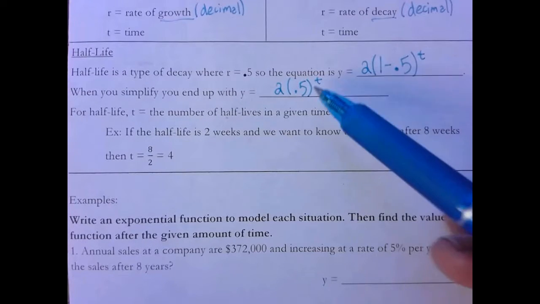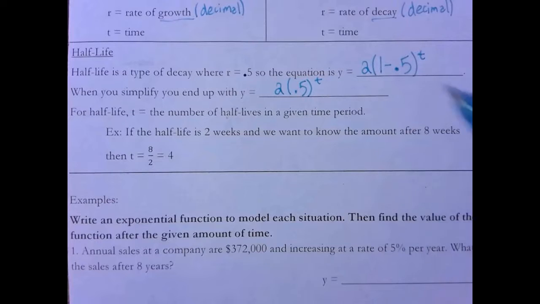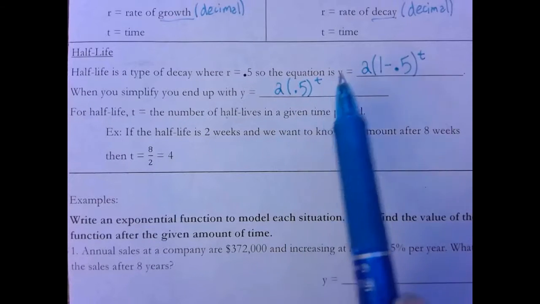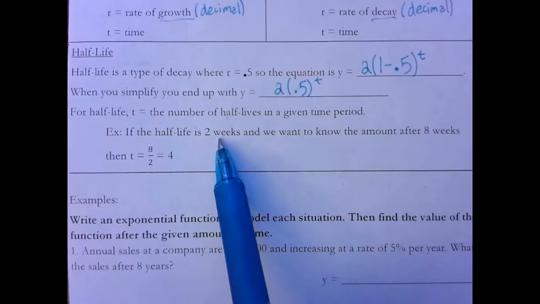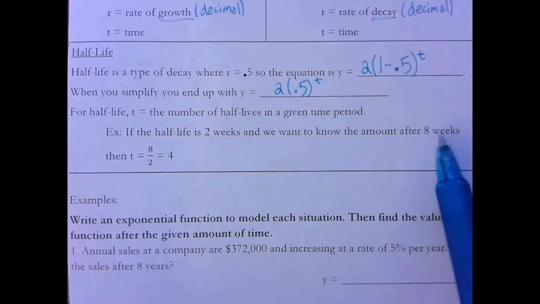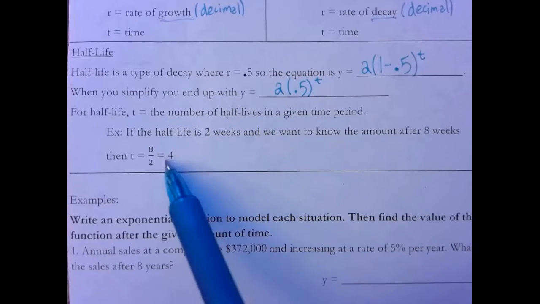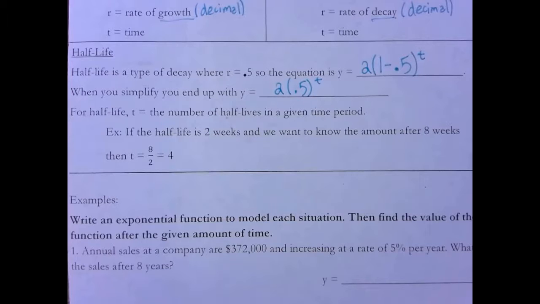Here's the thing, time is going to be a little different for half-life. You have to figure out how many half-lives are in a time period. If we say we have a half-life of 2 weeks, and we want to know the amount at 8 weeks, then t is going to be 8 divided by 2, which is 4. Okay, we're going to jump right into examples.